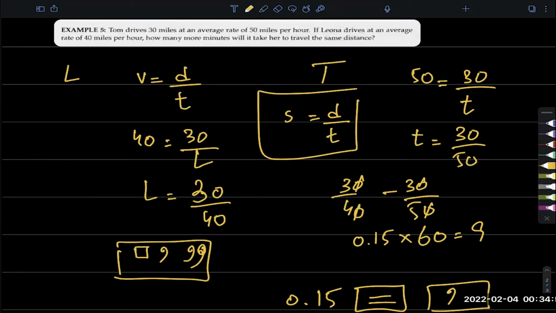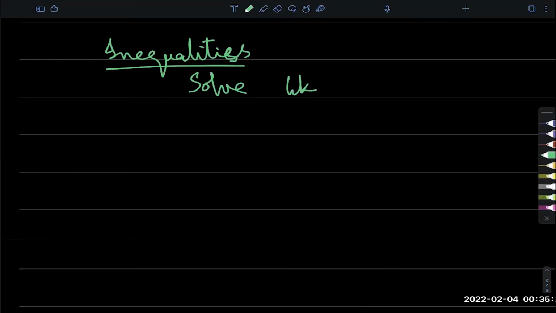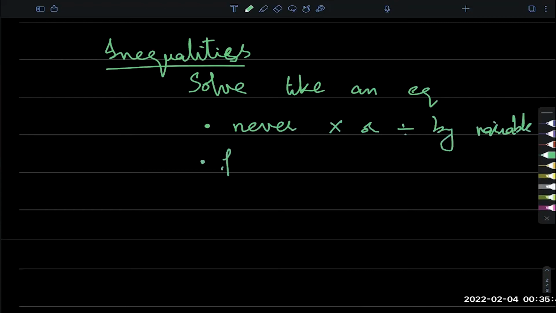So I'm going to give you a big worksheet for this one and the next one. And then I'm going to quickly go over a small topic now. That's inequalities. Now, inequalities has just 2 rules. Solve it like an equation. But the rules are never multiply or divide by a variable, and flip the inequality sign if multiplying or dividing by a negative number.